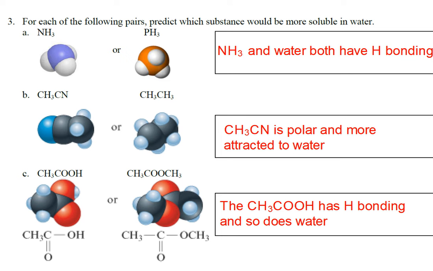Let's see, in B, the CH3 is completely nonpolar, so it probably wouldn't dissolve in the water well at all, whereas the other one at least has that weird little polar CN thing going on. That's cyanide. And then in C, we've got this thing down here that's got the OH coming off the end, and that OH hydroxide allows it to do hydrogen bonding.